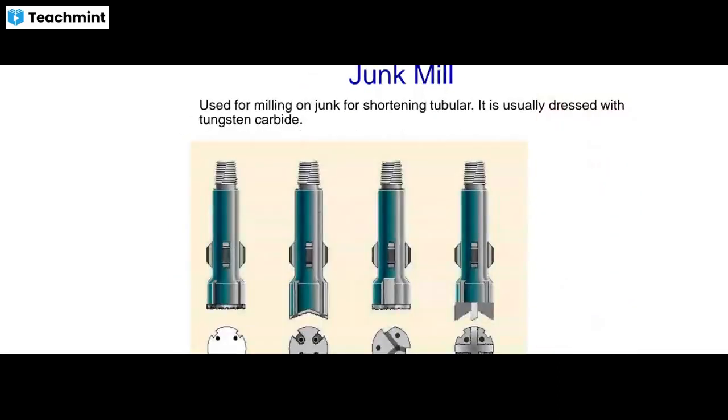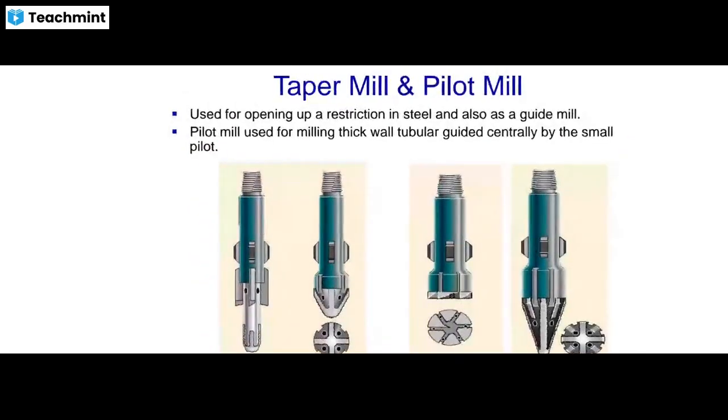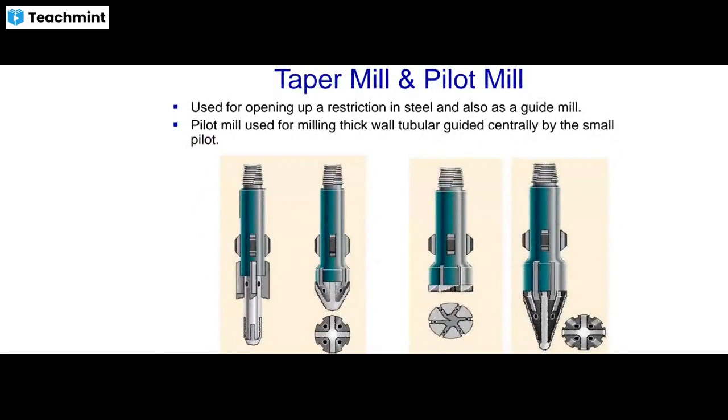Then this is the junk mill, used for milling a junk or shortening tubular. It is usually dressed with tungsten carbides. Then taper mill or pilot mills are used for opening up a restriction in steel and as a guide mill.